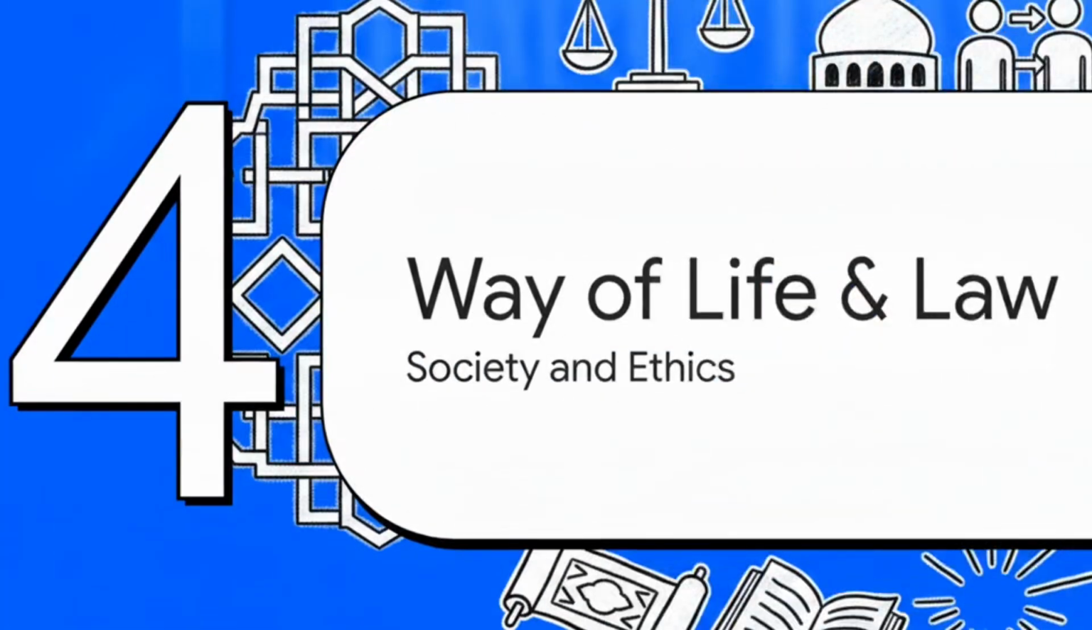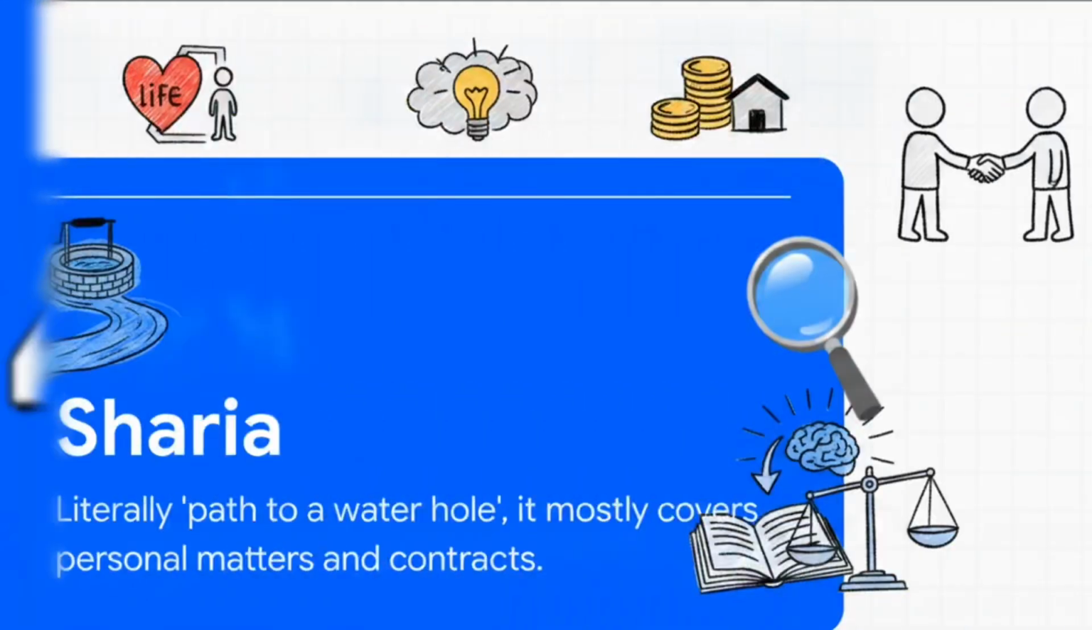All right, Section 4, Way of Life and Law. Moving beyond those personal rituals, let's explore how these beliefs actually govern broader society, ethics, and law. You hear this term constantly in modern headlines, and honestly, it's often surrounded by a lot of confusion. Sharia literally translates to the path to a water hole, which, if you think about it, was a literal lifeline for people living in the desert.